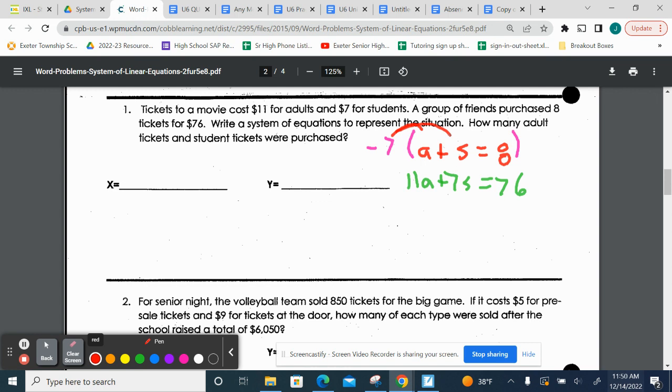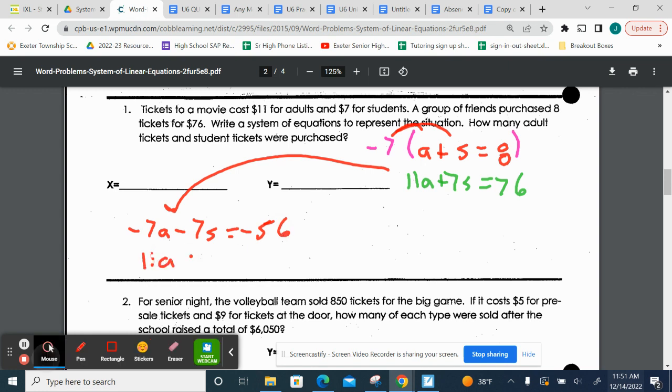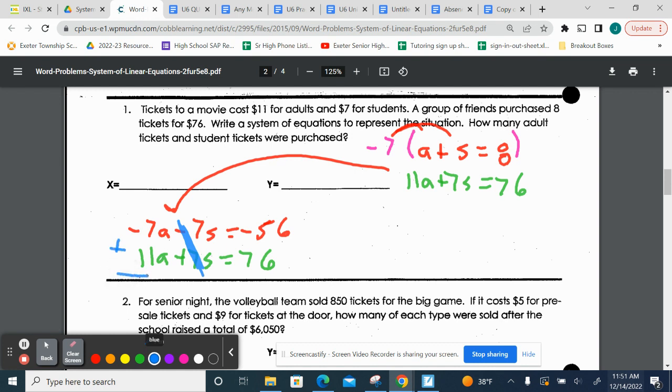Distribute, and you're going to have two new equations. So I'm going to just bounce over here, and write negative 7a minus 7s equals negative 56. And then 11a plus 7s equals 76. And you're ready for elimination. Right here is where your elimination is going to take place, right? This is going to cancel when we add negative 7 and positive 7.